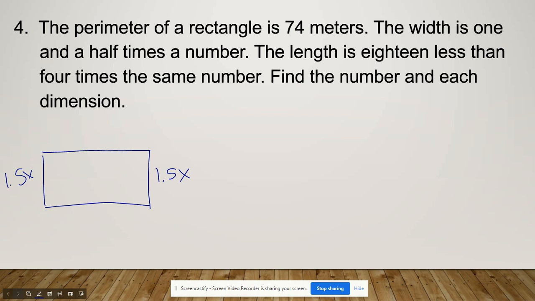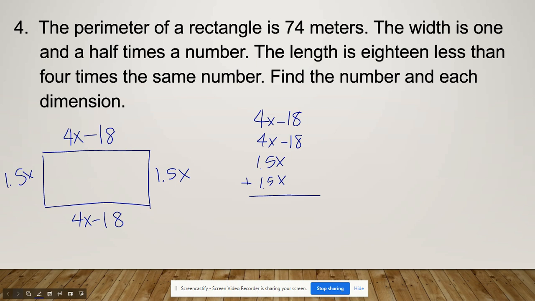Again, 18 less means we're subtracting it from something. So that's 4x minus 18 and 4x minus 18 here, making my 4 sides, and I add them up to find the perimeter. 4 and 4 makes 8. 1.5 and 1.5 makes 3. So that's 11x. Negative 18 and negative 18 is negative 36 equals 74.